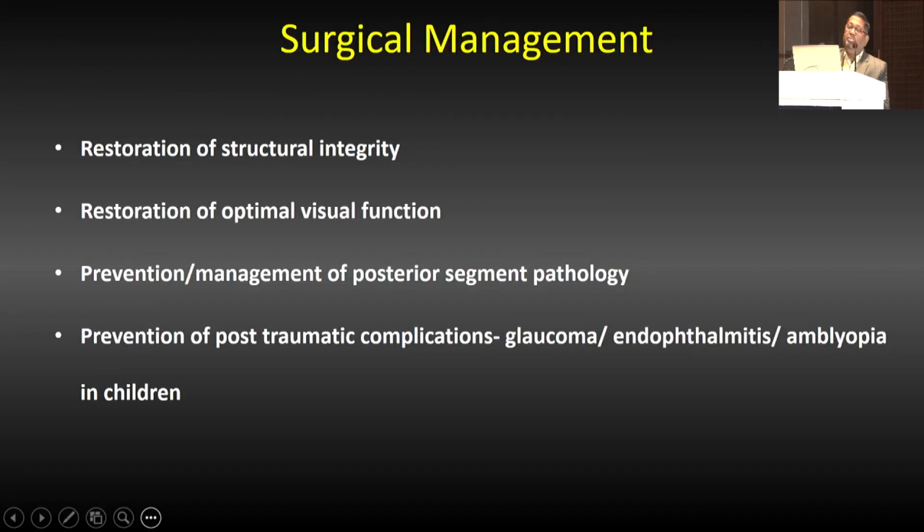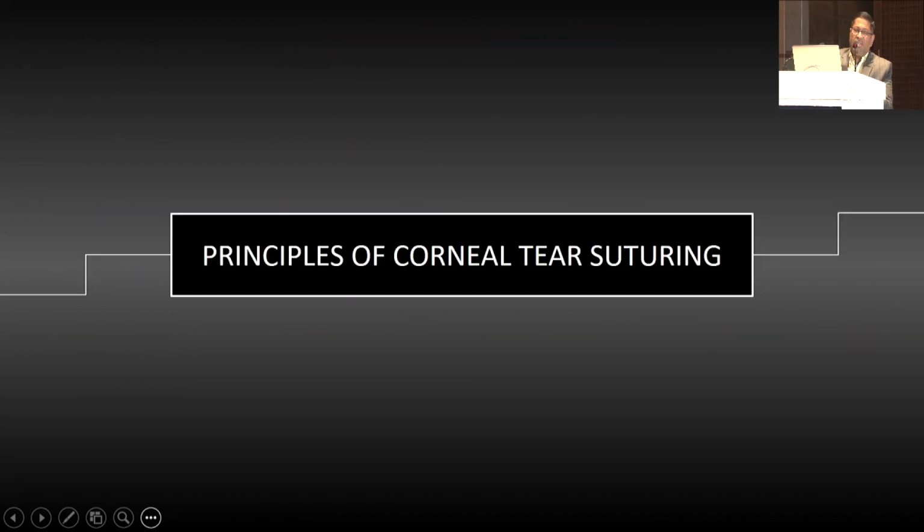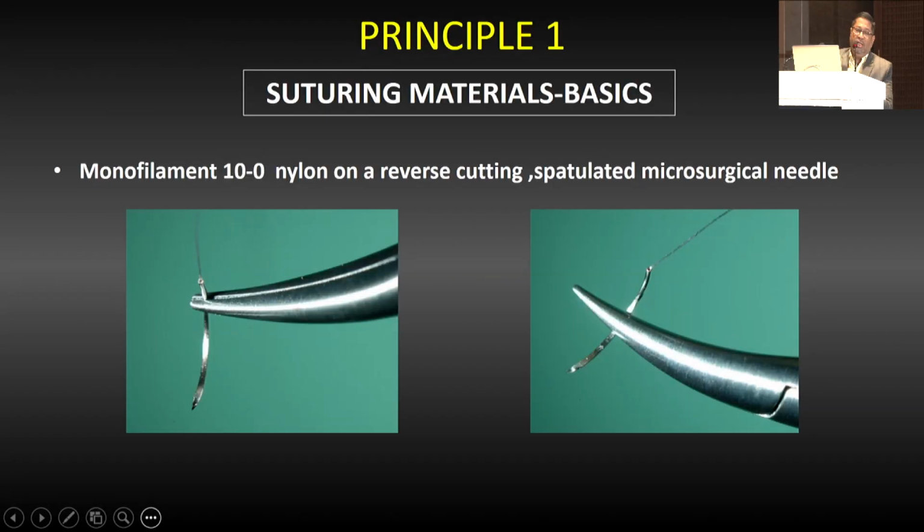In surgical management, the goals are to restore the structural integrity and the optimal visual function. It also helps to manage the posterior segment pathology afterwards. Next, coming to the principles of corneal suturing. The first principle is the selection of the suture material.